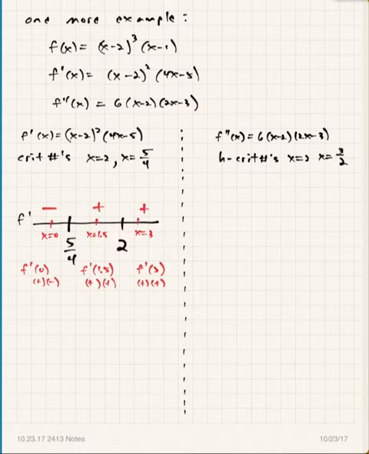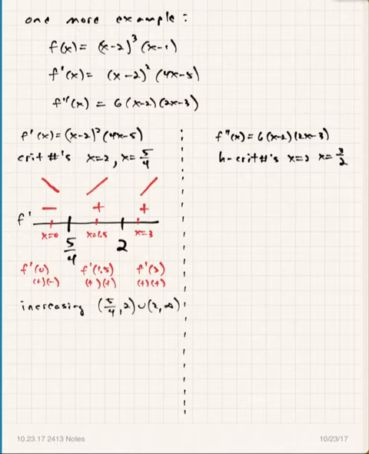So what do we have? That the function is decreasing less than 5/4. It's increasing between 5/4 and 2, and it's still increasing greater than 2. Okay, so what do we have here? We have that the function is increasing from 5/4 to 2 and from 2 to infinity. And the function is decreasing from negative infinity to 5/4.